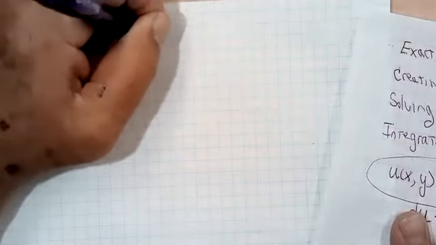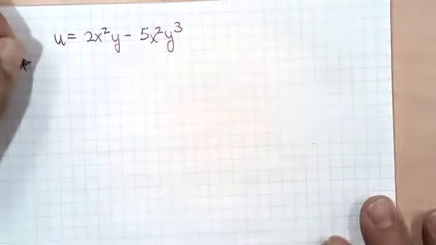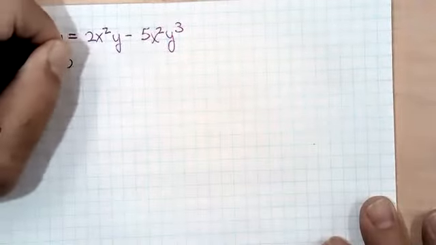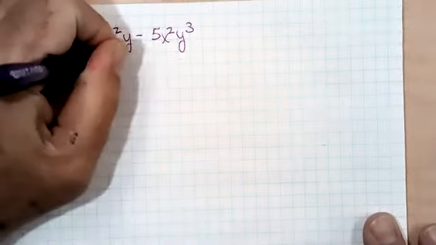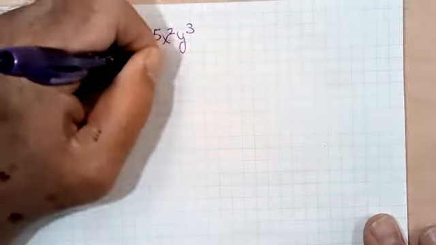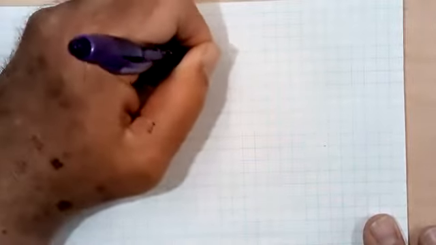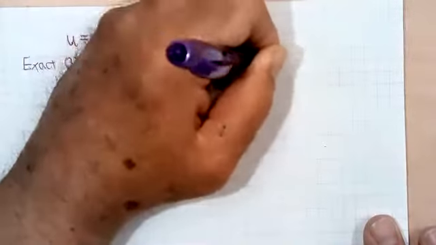Normally you don't know the u, because if you did, you wouldn't need to do any work to solve the equation, or at least you wouldn't need to do very much work. So the exact ODE that comes from this u would be this one. You take the partial derivative of u with respect to x, multiply that by dx, take the partial derivative of u with respect to y, multiply that by dy, and set it equal to 0.